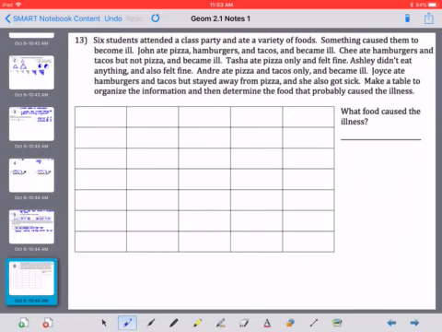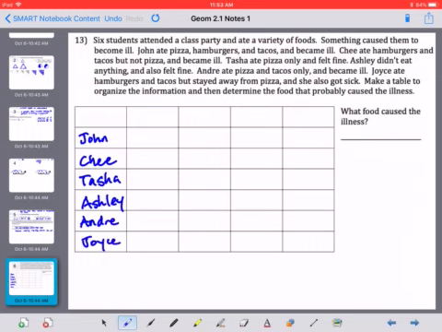So sometimes in mathematics, we like to organize our information in a table. So in the first column, I'm going to write the 6 names of the people that were at the party. So we've got John, Chi, Tasha, Ashley, Andre, and Joyce. All right, and then in the top row, I'm going to put the foods that were eaten. So there was pizza, they had burgers, and tacos. And then we're going to figure out, did they get sick?